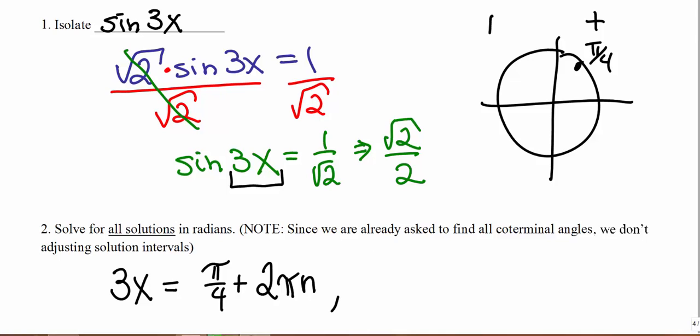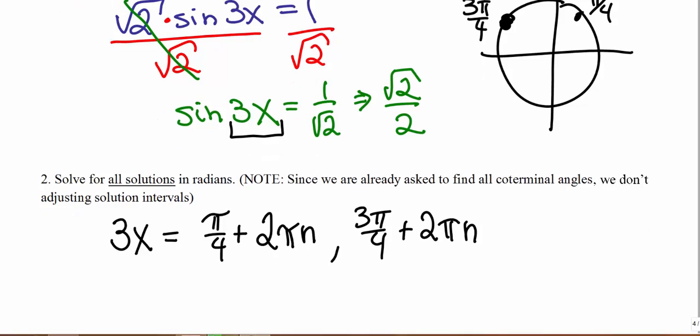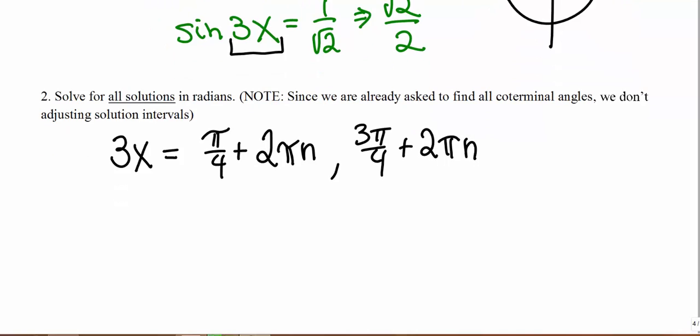And we also want to solve for the quadrant 2 solutions. In quadrant 2, we're talking about the pi over 4 family. That's 3 pi over 4 from quadrant 2. So sine also takes on that positive square root of 2 over 2 sine value in quadrant 2 at 3 pi over 4. And we're looking for all possible coterminal solutions, so we will add 2 pi n. So there's all possible solutions for 3x.